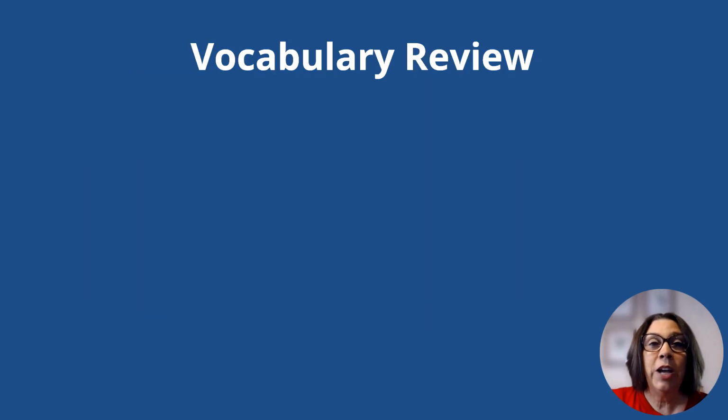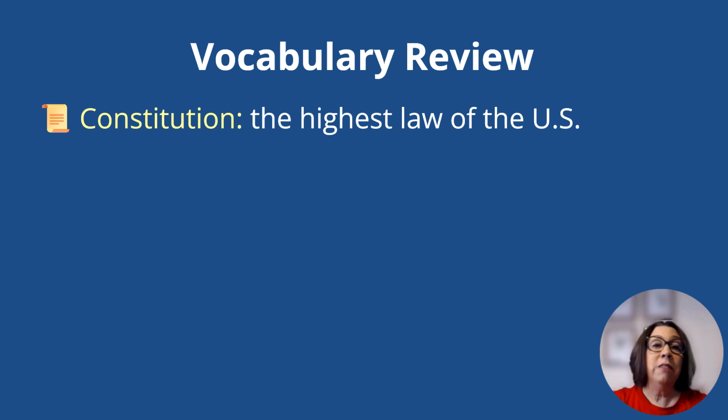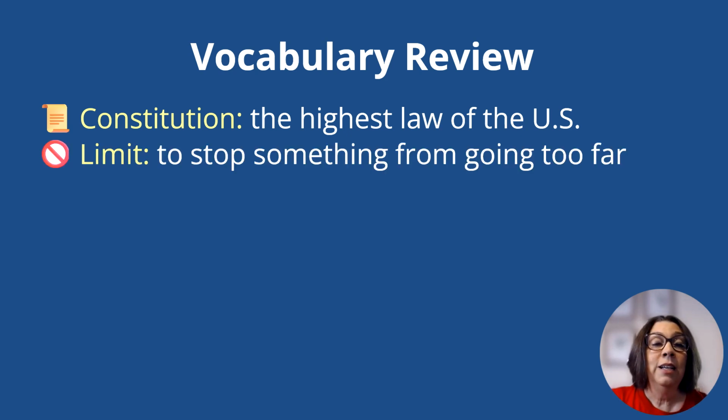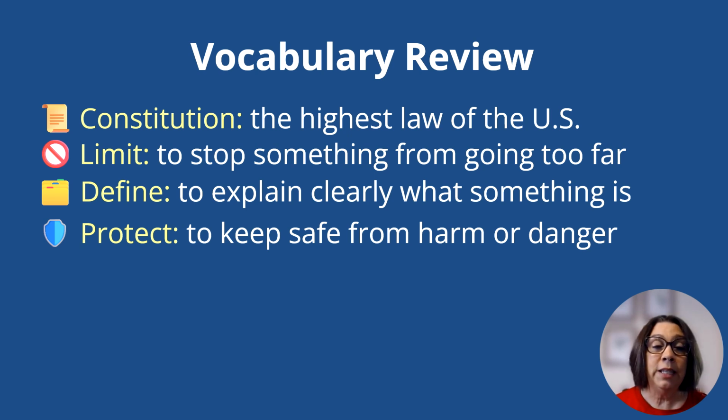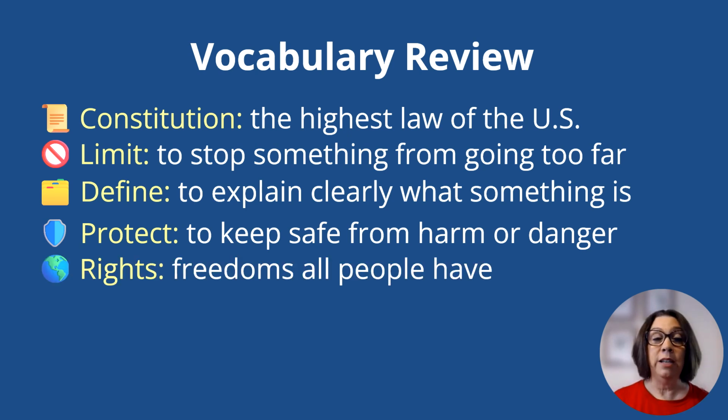All right, let's go over some vocabulary. Okay, the Constitution, the highest law of the United States. To limit means to stop something from going too far. So the Constitution puts limits on what the government can and can't do. To define means to explain clearly, okay, what something is. So the Constitution defines what each branch can do and what it can't do. To protect means to keep safe from harm or danger. So the Constitution was established to protect the people of the United States and to protect our rights. Okay, and rights are freedoms that all people have.